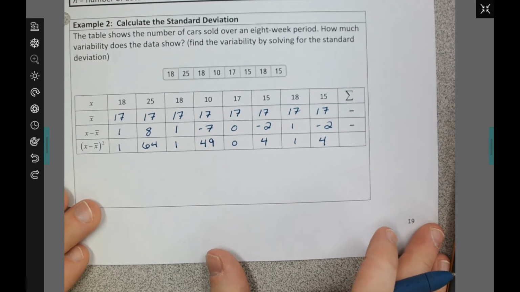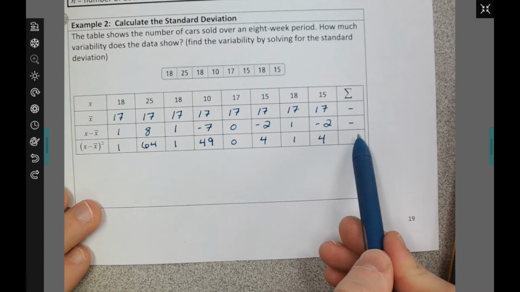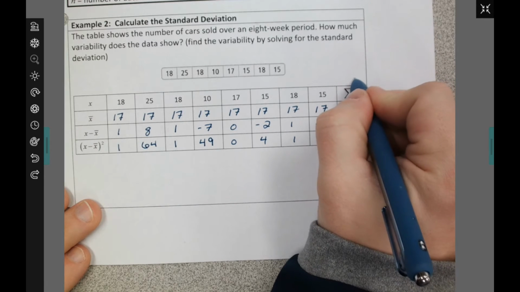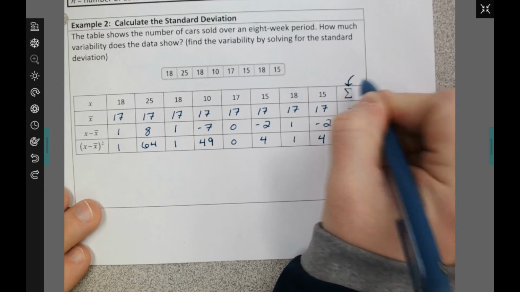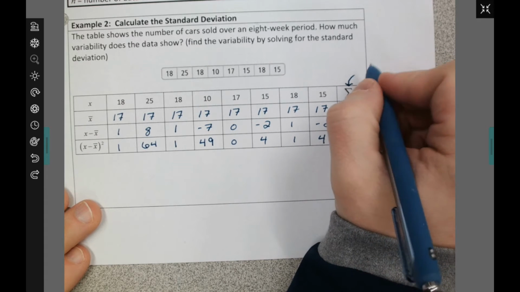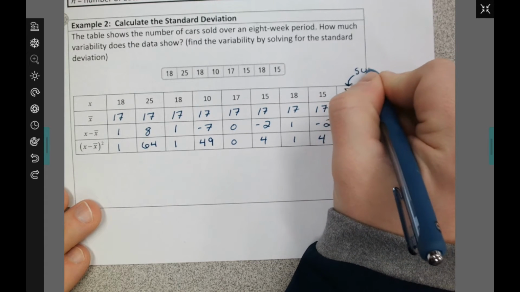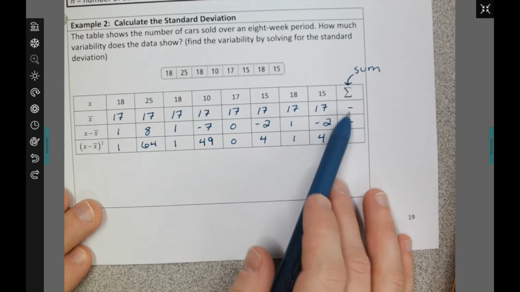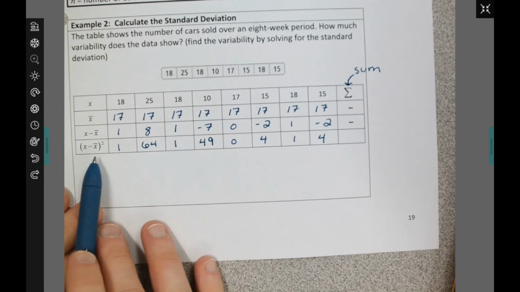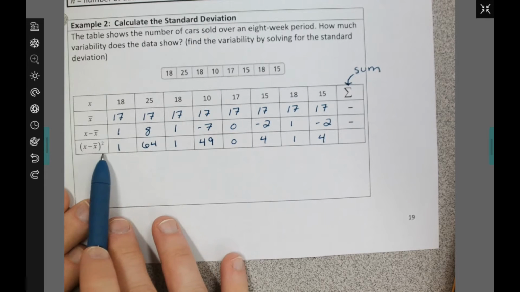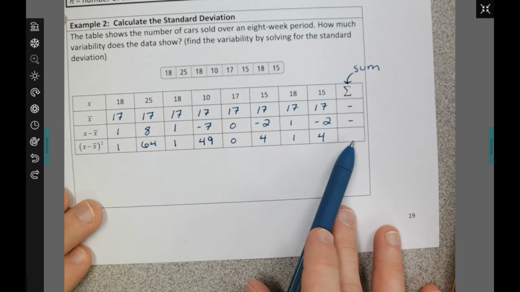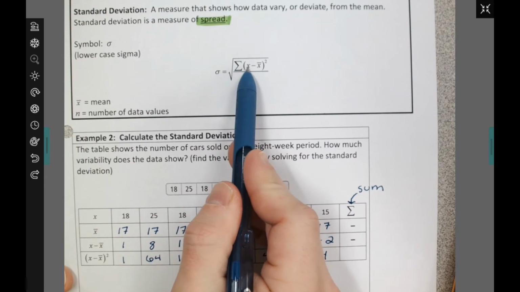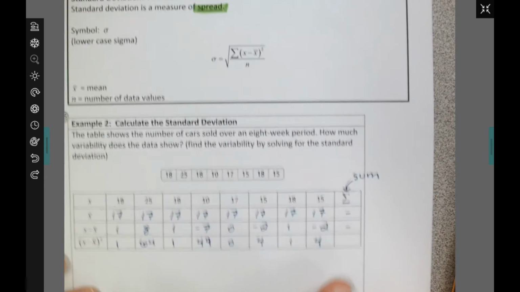And then you'll notice for this last one right here, we have a blank space in the bottom right. This symbol right here is sigma. Okay, so it's capital sigma. And that's asking us to find the sum. So for these first two rows, I didn't care what the sum was. But this bottom one, X minus X bar squared, we need to find the sum because that's our formula. Okay, it's the sum of every data value minus the mean squared.